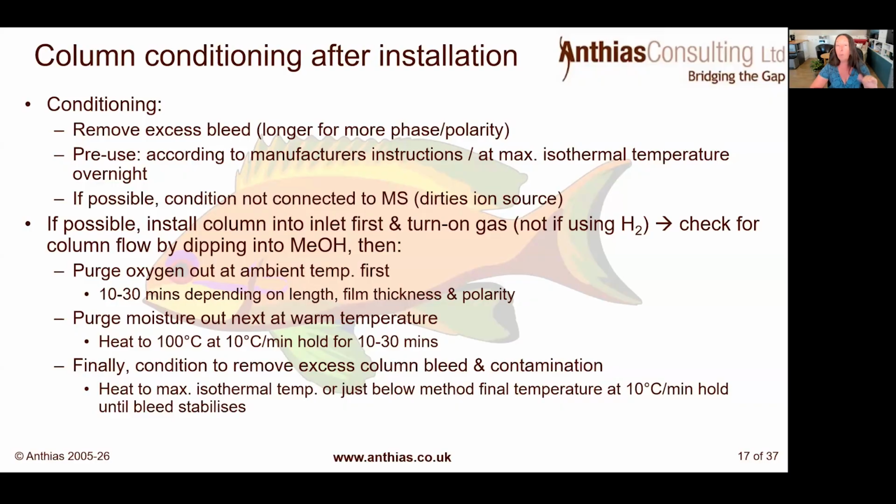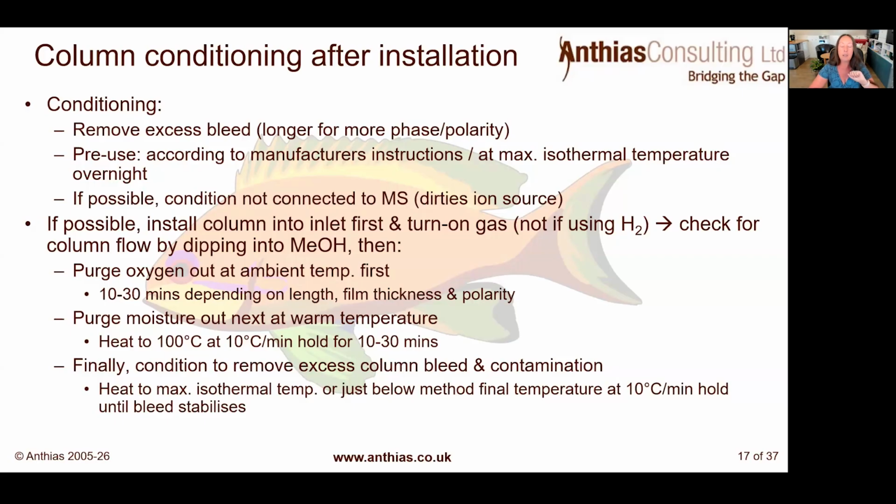Usually the moisture will not purge out at ambient temperature. So what you need to do is gently heat the oven up at 10 degrees C per minute to about 100 degrees C and hold for the same amount of time. Now you've removed the moisture and the oxygen from the column, which would damage the column if you heated it really high. So never install it and heat it up to the maximum temperature straight away. You need to purge that air out first.